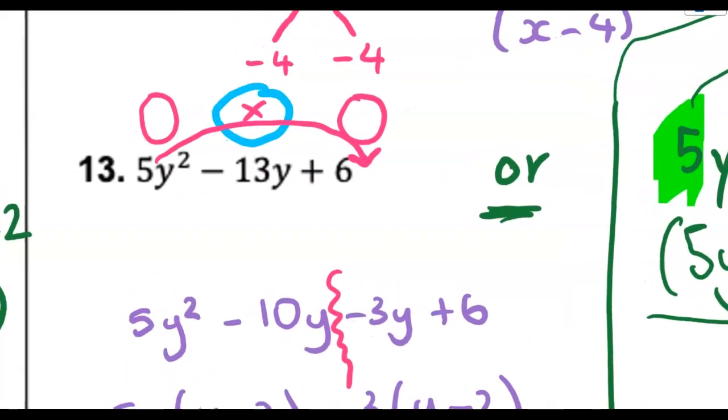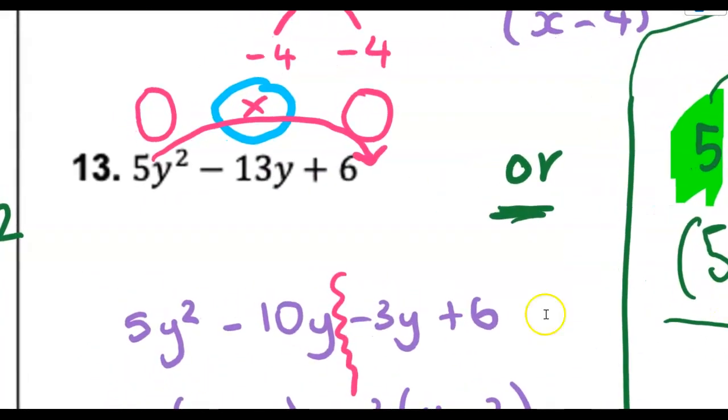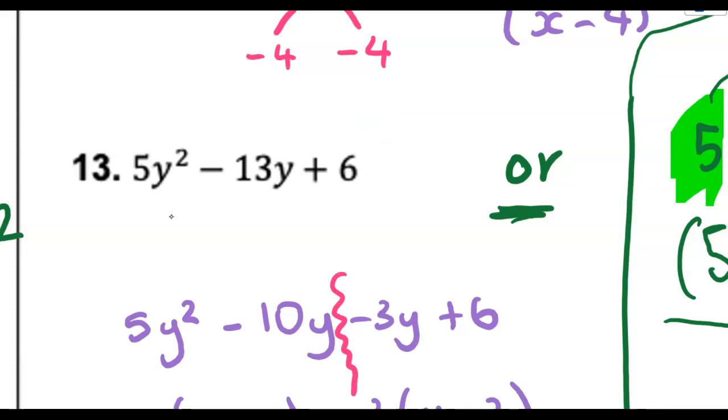Okay, now there's a couple of ways to do this one. I'll show you both, but I'm going to use the green method on the right most of the time. So I've got 5y squared minus 13y plus 6. Now this is what we call a non-monic quadratic, because there's a number out the front of the squared term that isn't a 1. So in this case, it's a little bit different. We're looking for terms that are still going to add to minus 13.